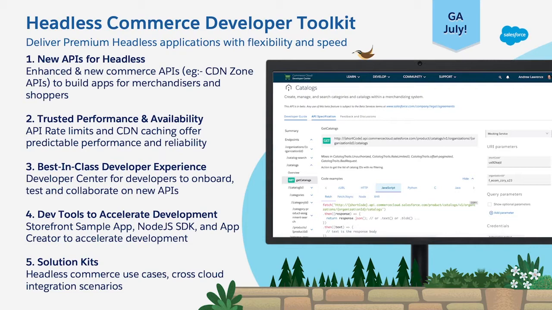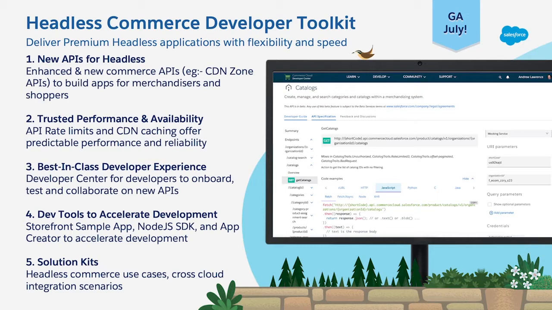Number 1 are the new and enhanced commerce APIs built with API-first methodologies to help your developers build premium and high-scale applications for merchandisers and shoppers. An example of a new API is the Content Delivery Network CDN Zones API that helps developers create firewall rules and customize the eCDN. Developers can create rules that give you IP access control and region access control, which helps you deny access from specific IP addresses or regions, preventing bad actors from accessing your storefront.